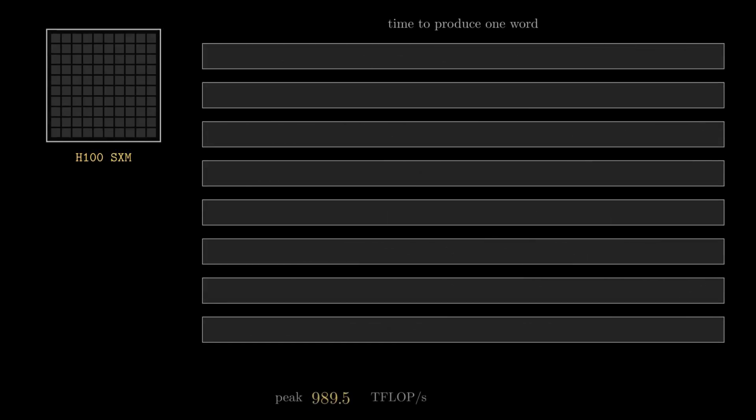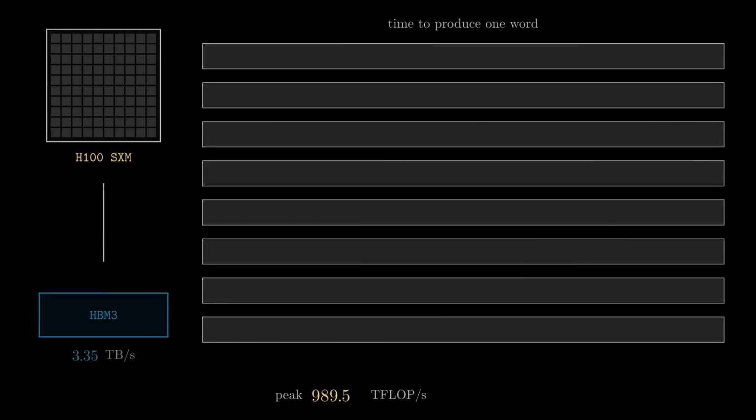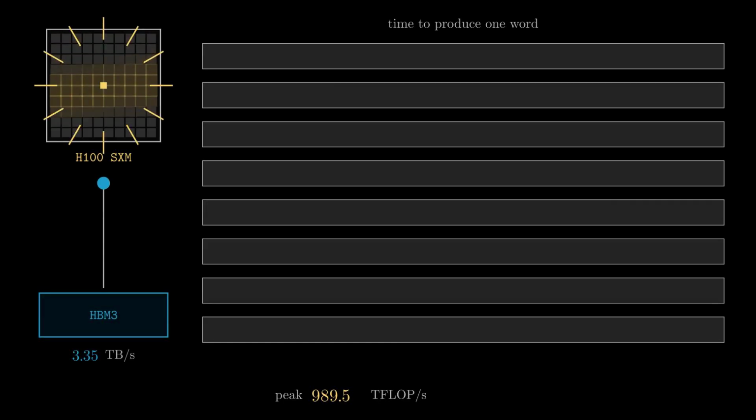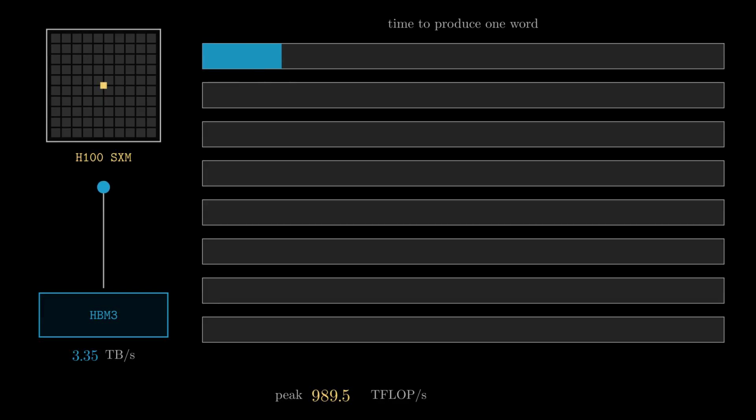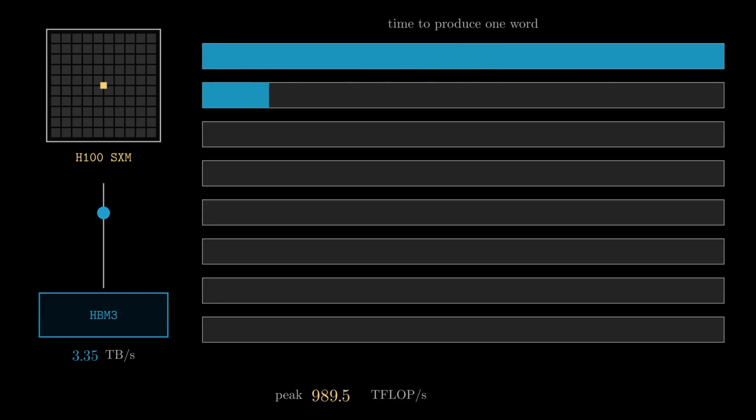This chip can perform roughly 1,000 trillion arithmetic operations every second. And while it is generating a word of an answer for you, it is doing almost none of them, because it sits idle for something like 99.7% of the time it is switched on.